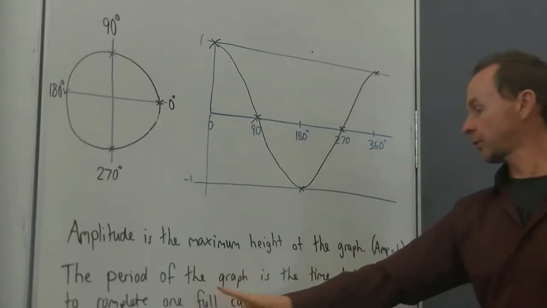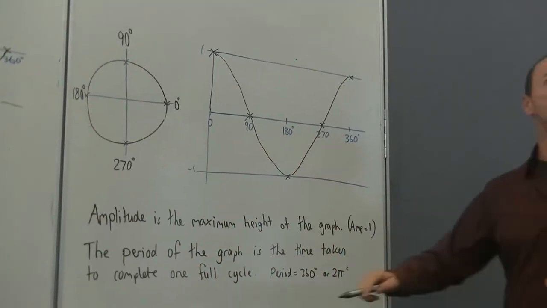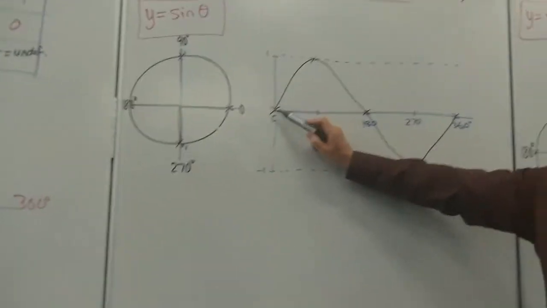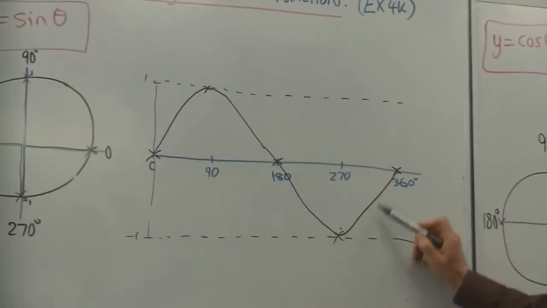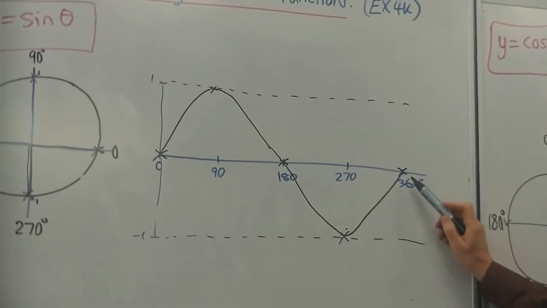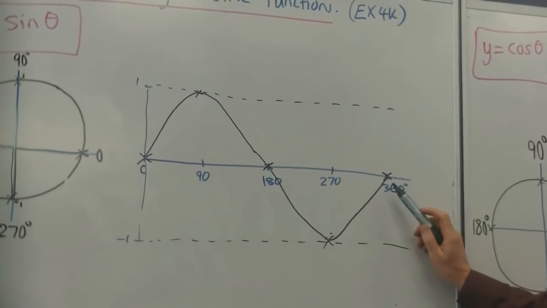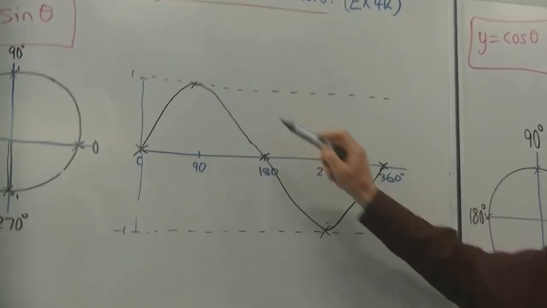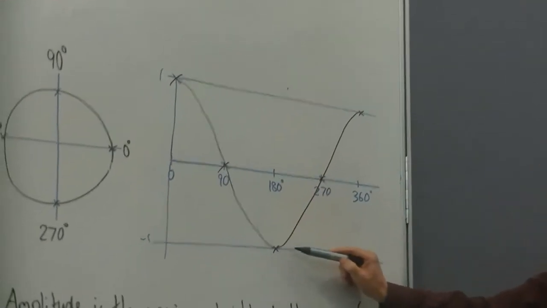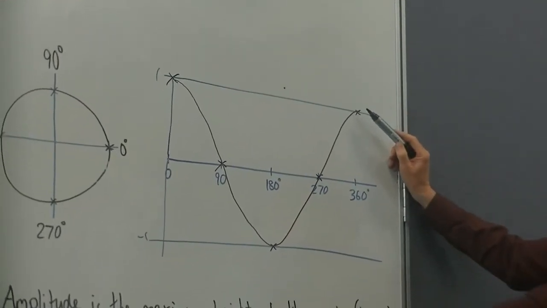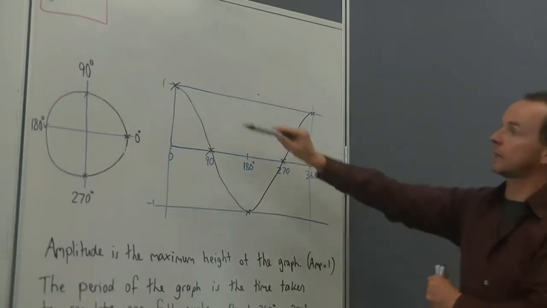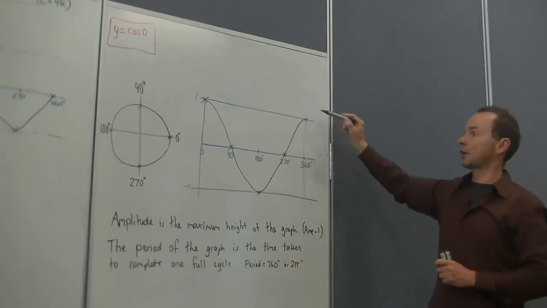And the period of the graph is the time it takes to complete one full cycle. So if we just go back to this one, starts off at 0, goes up, down and back to the start again, and the period of that is 360 degrees, which is the same as 2 pi radians. So that's one complete period of the graph, and it's the same over here. So we start down there, end back up there, and it's 360 degrees. So if we chop it off there, that's one complete period of the graph, and it goes on forever.